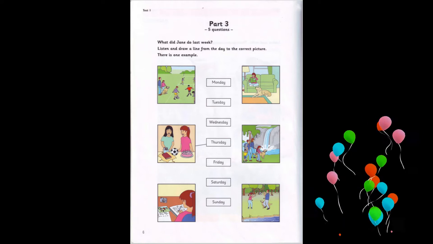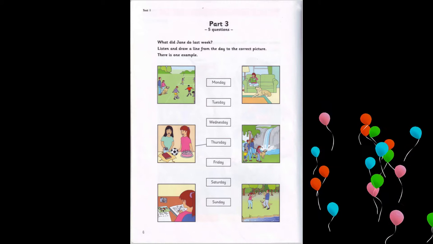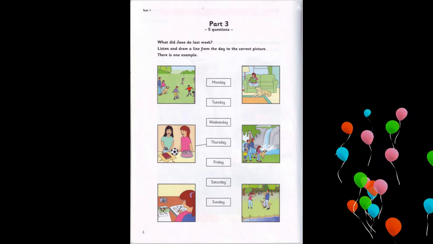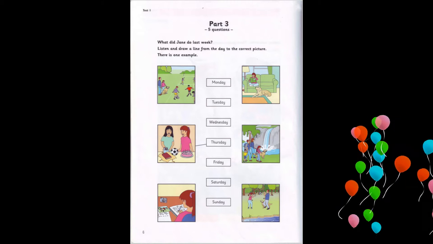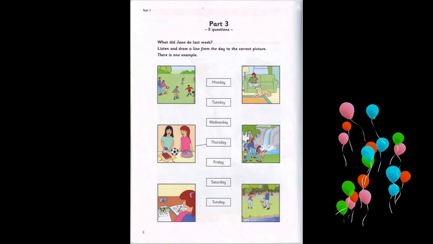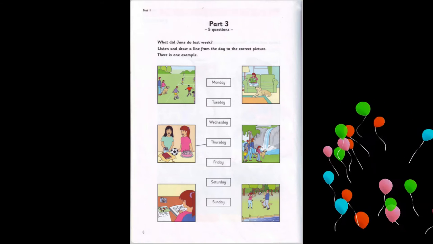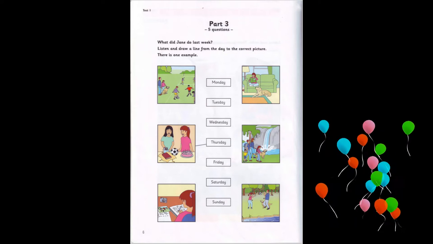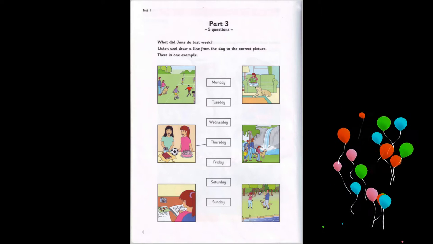2. What about on Saturday? What did you do then? I watched a soccer game. Did you go with your friends? No. I went there with my dad. Was it a good game? Oh, yes. It was very exciting.